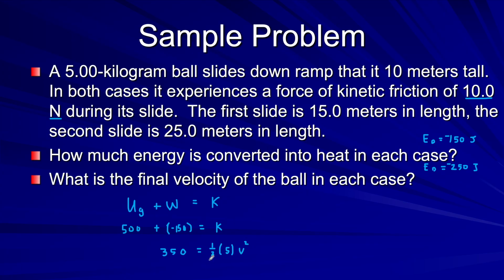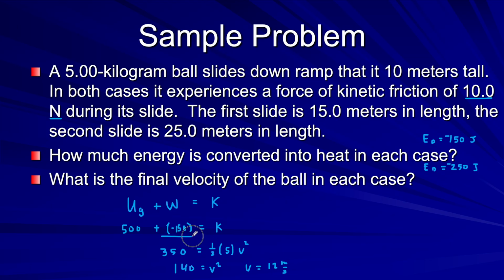I may not be able to do a square root real quick, but multiply both sides by 2. 700 divided by 5 should be 140, which is equal to v squared. And for all practical purposes, v is going to be about 12 meters per second to 2 sig figs. You can repeat this again.